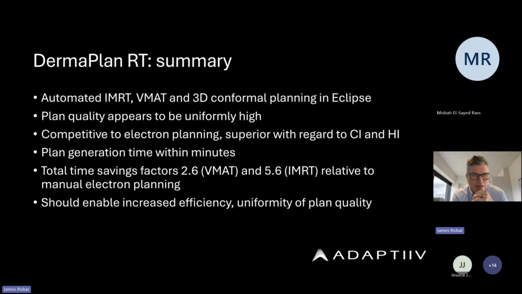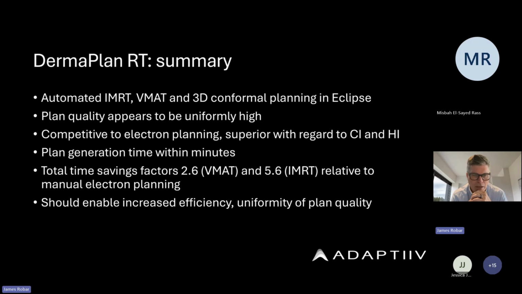We have planned a lot of cases with this and quite a variation in case geometry. Plan quality is uniformly high. You could see the comparison with electron planning. The metrics that really stand out are conformity and dose homogeneity improvements, although the dose wash doesn't seem to be significantly worsened, at least down to the 30% level or so. Plan generation within minutes and a lot of factor time savings, greater for IMRT than VMAT.